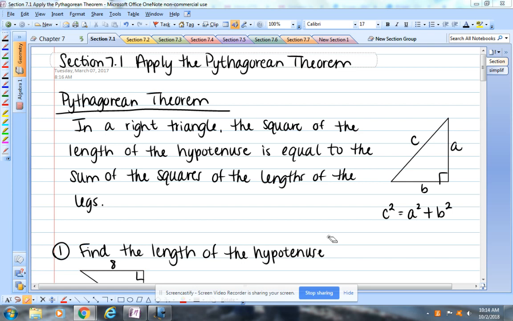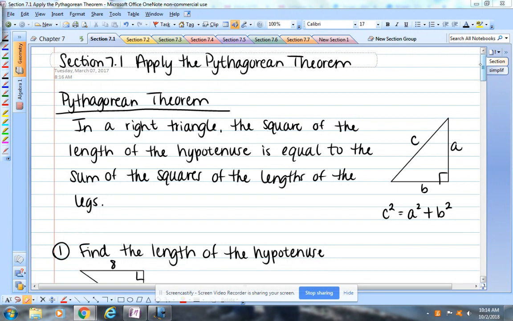Okay, so we're starting chapter 7 today, and chapter 7 is mostly about right triangles. And like I said, we're going to stop halfway through chapter 7 and do a test on right triangles, and then we're going to do trig separately, trigonometry, and have a quiz on trigonometry. So, section 7.1 is about applying the Pythagorean theorem.